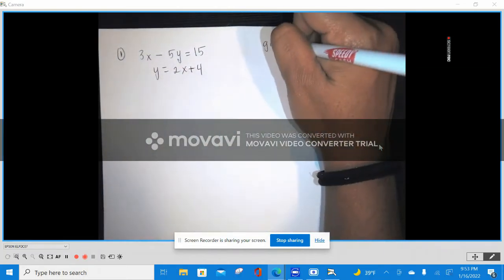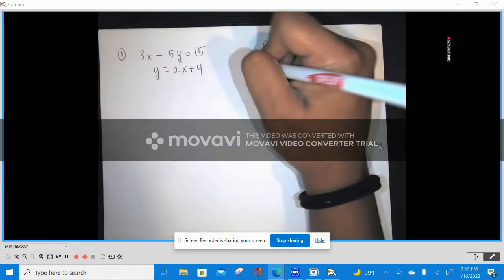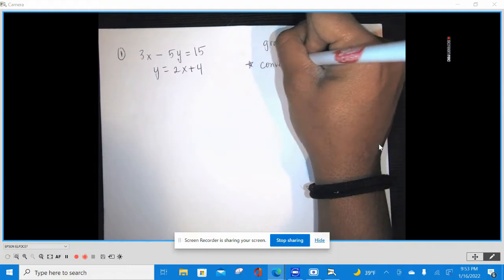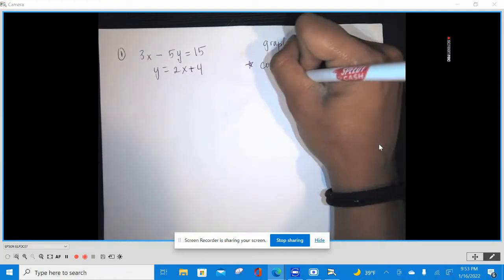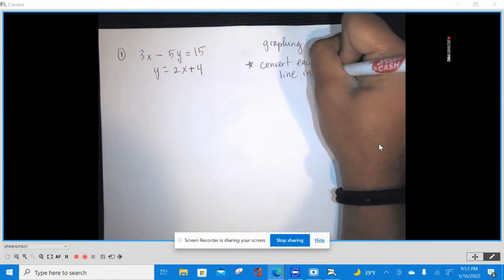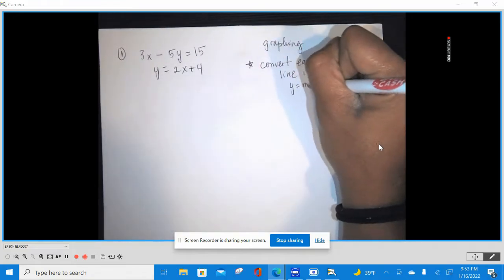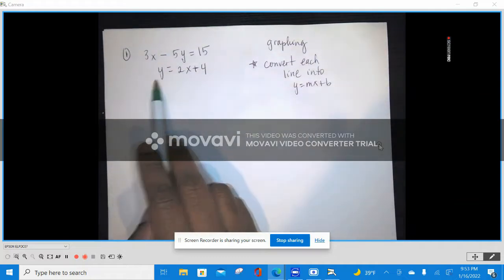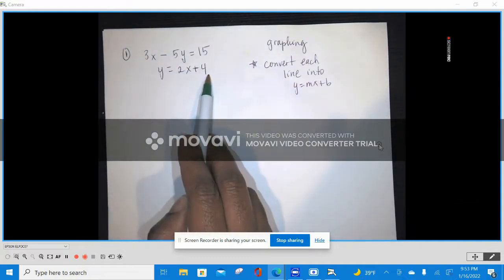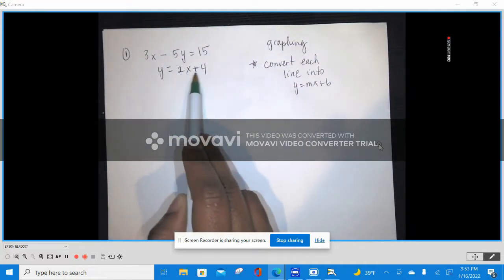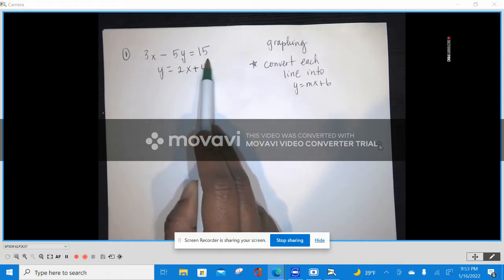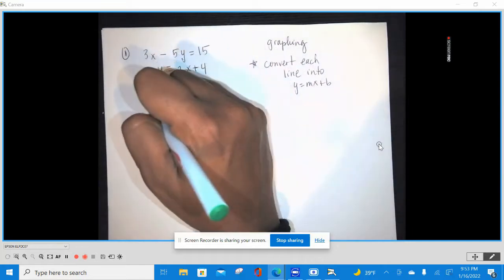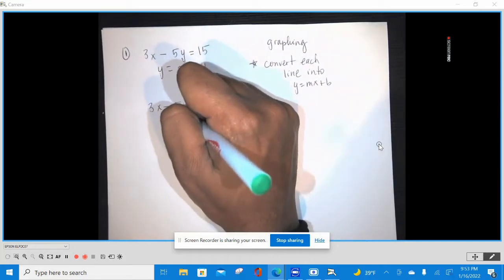So remember I told you the first step always is to put a star, convert each line into slope intercept, y equals mx plus b. As you can see, the bottom one is already in slope intercept form, y equals 2x plus 4. It's this top one that's in standard form that needs to convert over to slope intercept. So I'm going to go ahead and get y by itself.